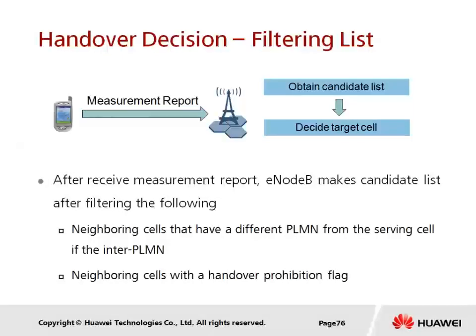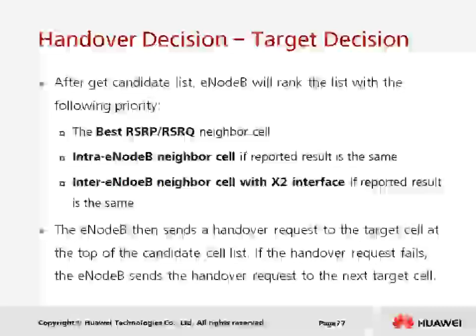Based on the reports sent by the user, the eNodeB has to perform filtering. The filtering is done in order to obtain the candidate cells, following the rules here: neighboring cells that have a different PLMN tag from the serving cell will be filtered out, and a neighboring cell with a handover prohibition flag will be removed as well.